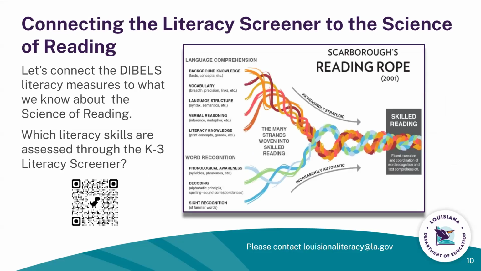Now let's connect what we know about the literacy screener to the science of reading. We know that there are two main sides or sections of the reading rope: the language comprehension side and the word recognition side. However, within those two main components, we must take into account the strands that are interwoven into skilled reading. A model that is based on the simple view of reading is actually highly complex.